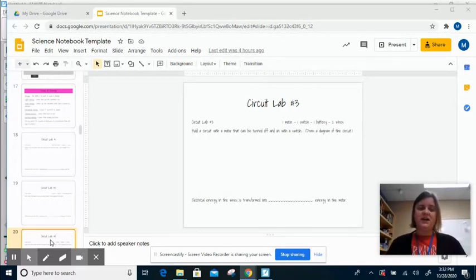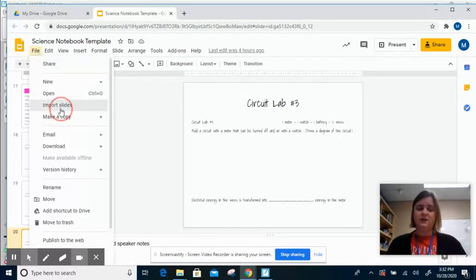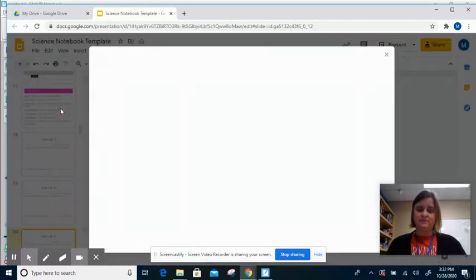And now that you've done that, we are going to import a slide from my science notebook. And here's how you're going to do that. You're going to click on File, Import Slides.